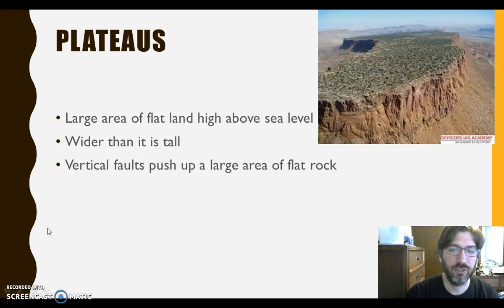You also get formations of plateaus as well around fault lines. These are large areas of flat land that are high above sea level. They can be formed from both types of boundaries. It's just depending on how the fault is, what kind of land the fault is on. If it's on a nice plains land, this is what you're going to start to see. Keep in mind, plateaus are wider than they are tall. So if you look at this picture here, this vertical distance is less than the horizontal distance. And basically, we're just going to push up this large area of flat rock, and that's going to be your plateau.